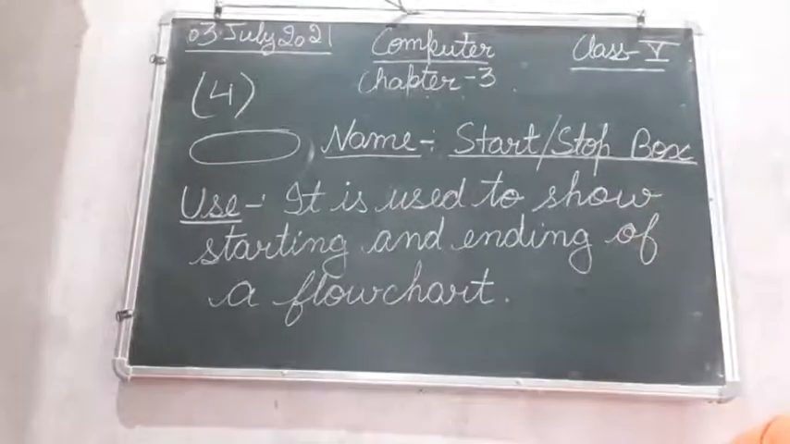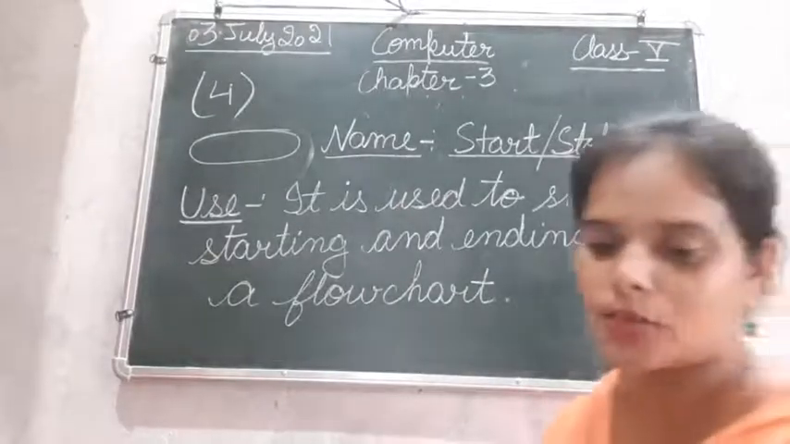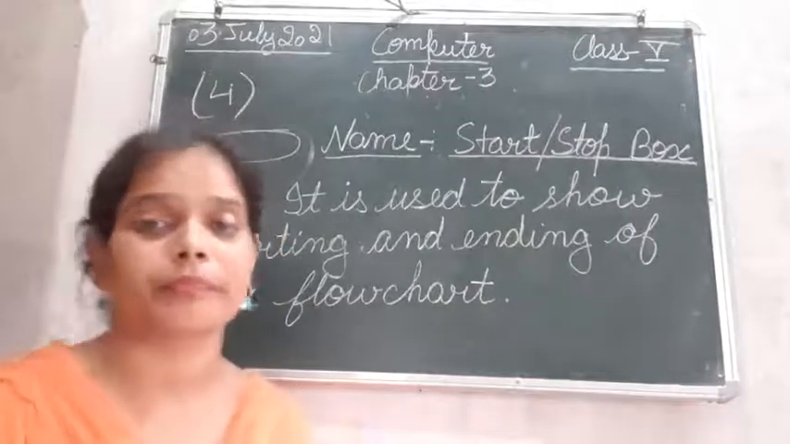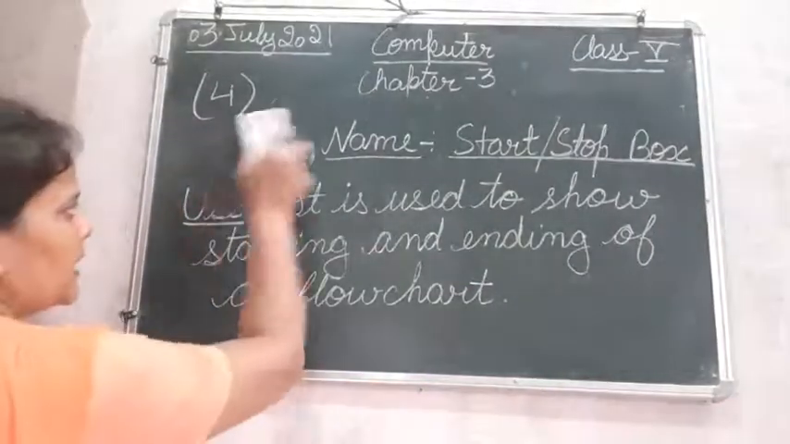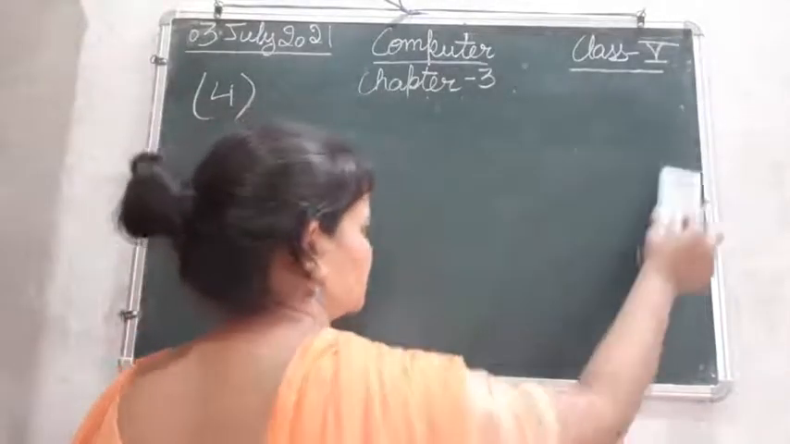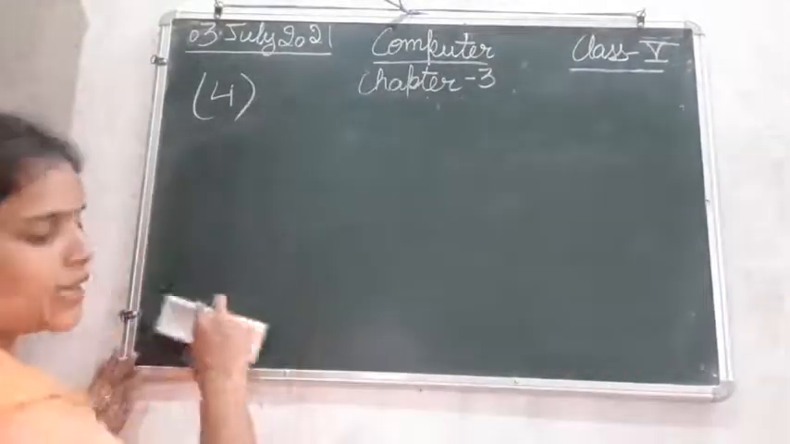Okay, chaliye. Now moving next to the second symbol. So the second symbol you can see here is a parallelogram. Okay, so that's a parallelogram shape that is given.